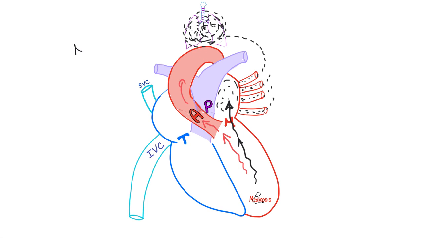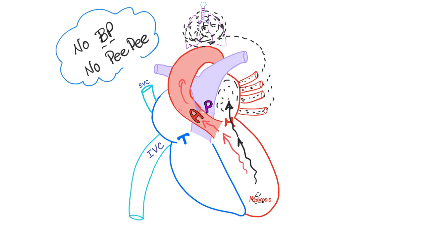Remember the famous slogan, when the kidney has no BP, blood pressure, there will be no PP, no urine, which is called anuria if there is no urine, or oliguria if there is less urine than normal. Every nephrologist should have this bumper sticker.